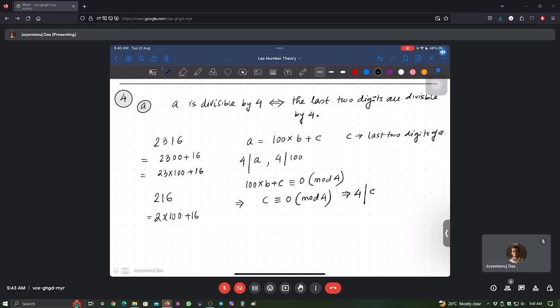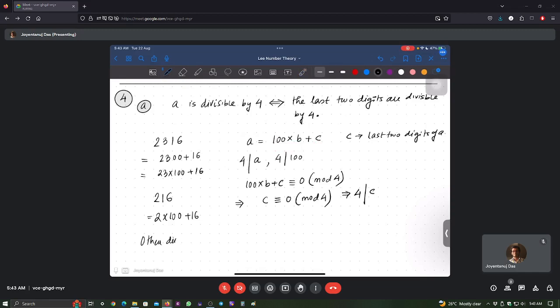Similarly, in the opposite direction you also have to prove. You have to prove that if the last two digits are divisible by 4, then A is divisible by 4. But that is also similar, right? I can always express it like this. If C is divisible by 4, this part is also divisible by 4, right?